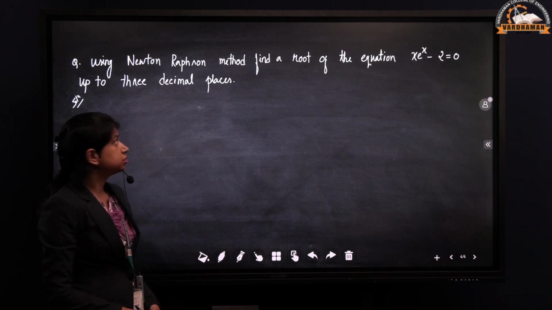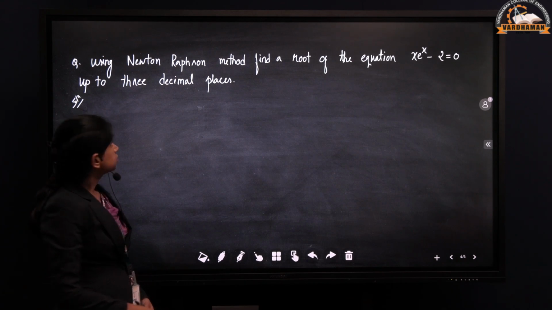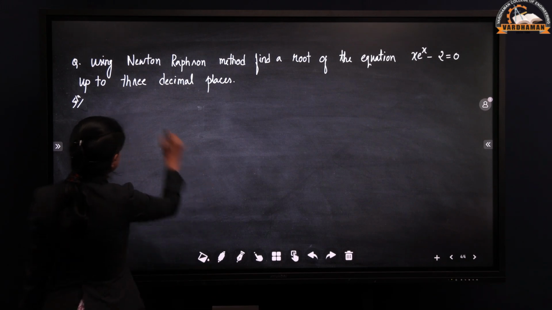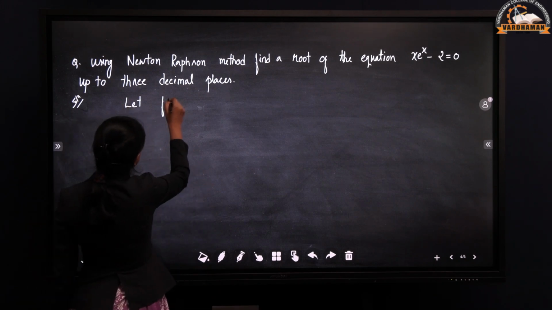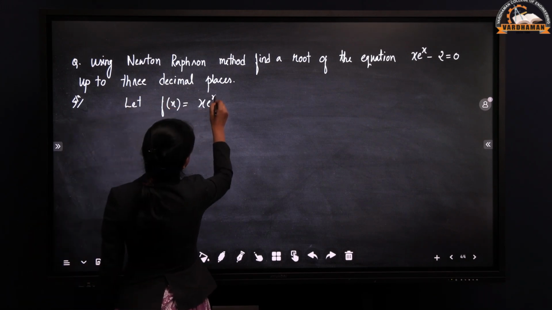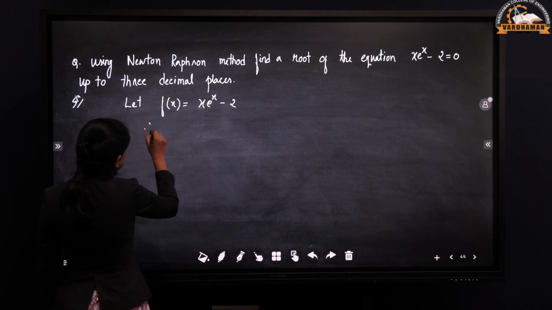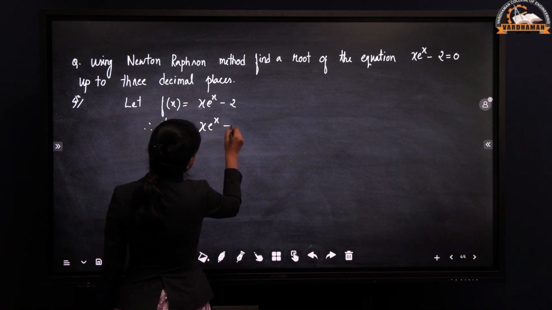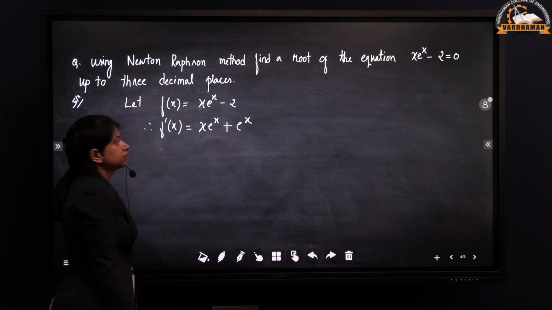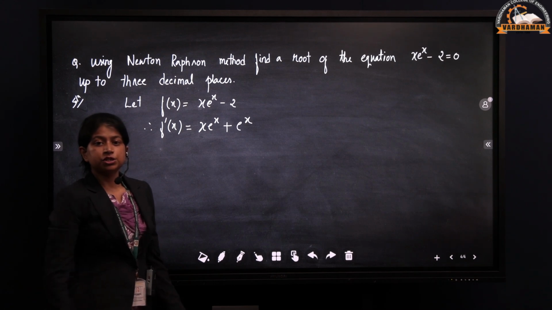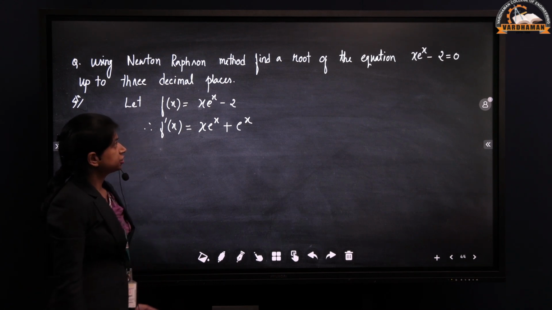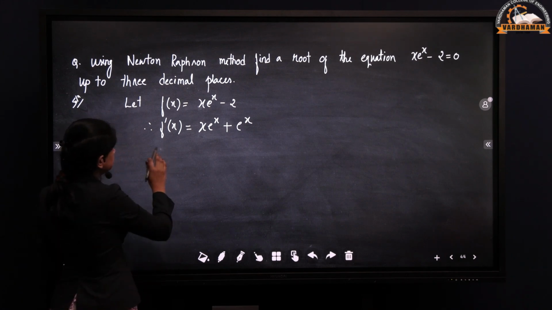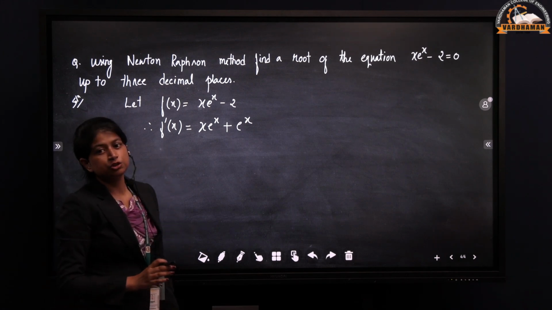Now let us look at another question where a transcendental equation is given, that is x e^x minus 2 equal to 0, and we need to use the Newton-Raphson method to find the root of this equation. So first of all, let f(x) equal x e^x minus 2. So what will be f'(x)? f'(x) will be x e^x plus e^x. Here also the initial approximation is not given, so we need to find it. We need to choose 2 points A and B in such a way that f(A) and f(B) are of opposite sign.